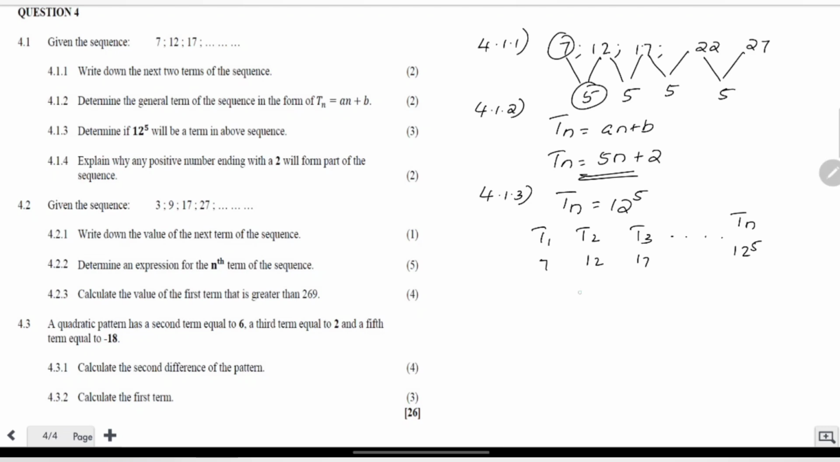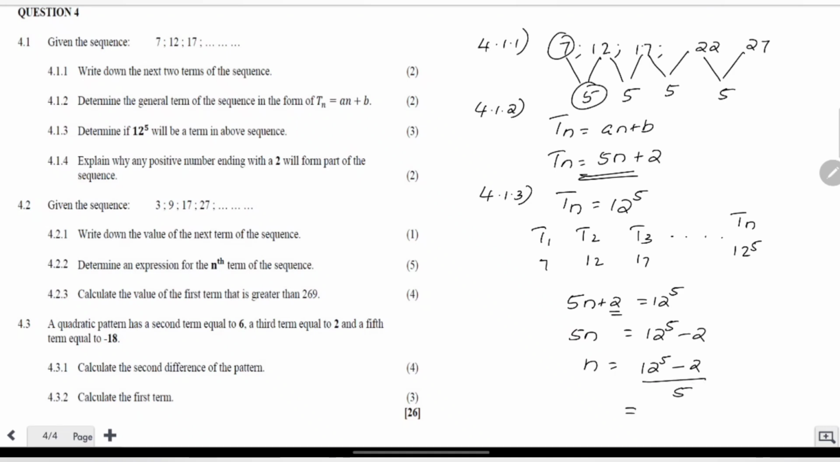Now you have to find the value of n. What is Tn? We already got it. 5n plus 2 is equal to 12 to the power 5. Now simplify it. You can use the calculator. 5n is equal to 12 to the power 5, 2 goes to the other side as minus 2. Therefore, n is equal to 12 to the power 5 minus 2, divided by 5.